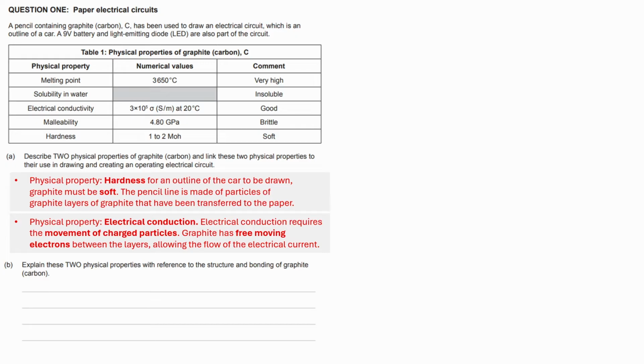In this case, if we know graphite, and if we've learnt the properties of it, we know that graphite has free moving electrons, so it can allow the flow of electrons. So we've answered the first part of the question.